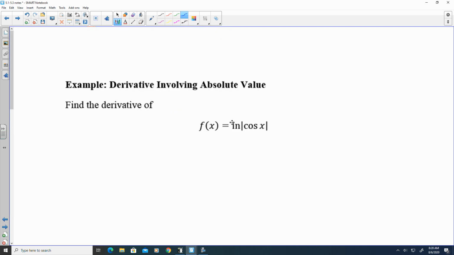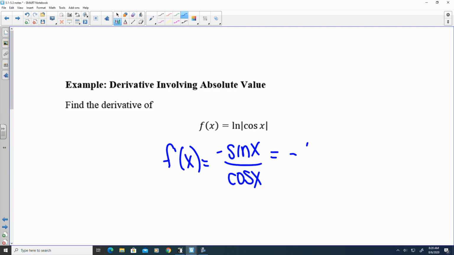Okay, so we have natural log, absolute value, cosine. So we're still going to do the derivative of the inside, which is negative sine over the inside, which in trigonometry world simplifies to negative tangent. I would expect you to make that substitution. That one's a pretty basic one.